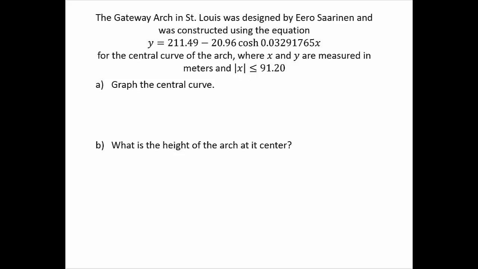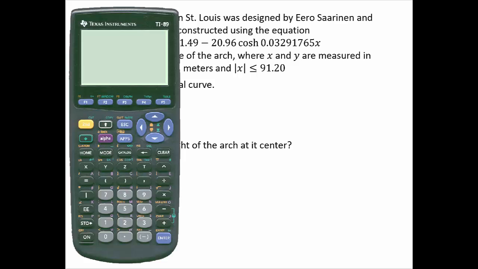We're asked to graph the central curve. Alright, so let's find where this function is on our calculator. If we bring up our calculator, I'll bring up the y equals screen, so I've got to turn it on first. Let's go to the y equals screen, second, and F1, there's my y equals screen. And now I'd have 211.49 minus 20.96. Now I need to bring up the hyperbolic cosine function.